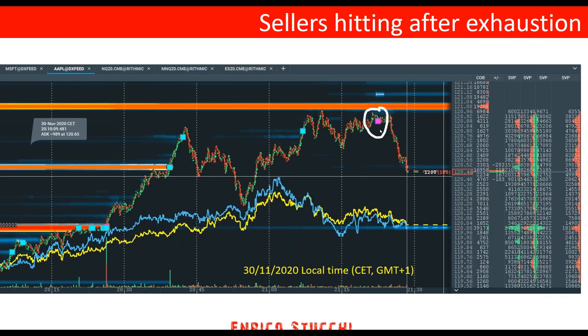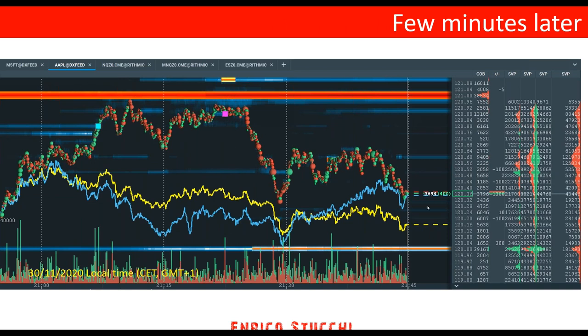Okay, here during the rush hour, look at this. This is an exhaustion, and look at this. This is a very big order. More than 15,000 shares sold within 1/100 of a second. What happens? The price goes down. So the sellers are eating, using market orders after the exhaustion. But for me, this is like a penalty in football. Okay, you have to sell here. A few minutes later, the price goes down.